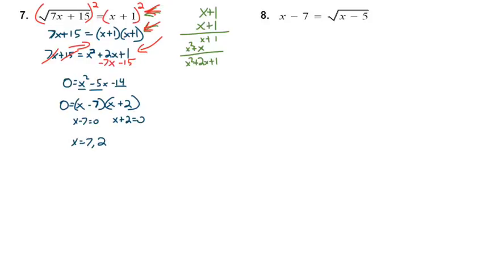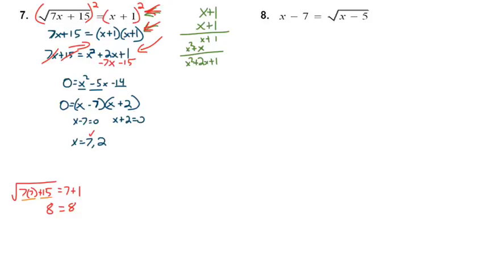So here we go. Again, I don't require that you write this out, but I'm just going to show you what I'm doing. So the square root of 7 times 7 plus 15 equals 7 plus 1. Well, the right side is 8. 7 times 7 is 49. 49 plus 15 is 64. The square root of 64 is 8. So we know the 7 works.